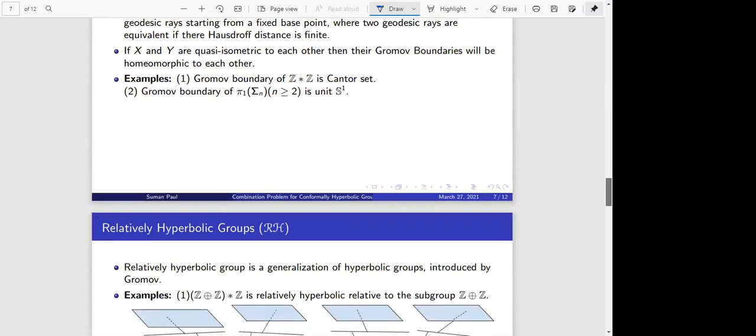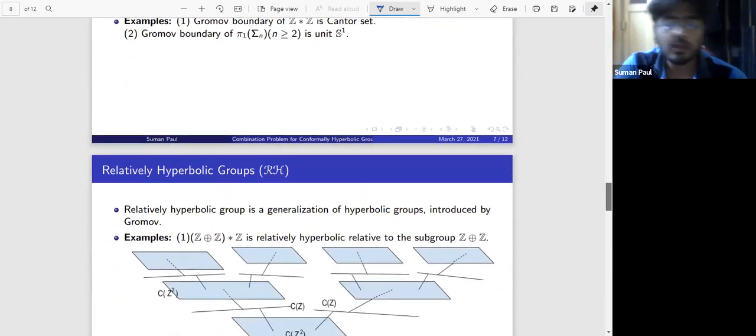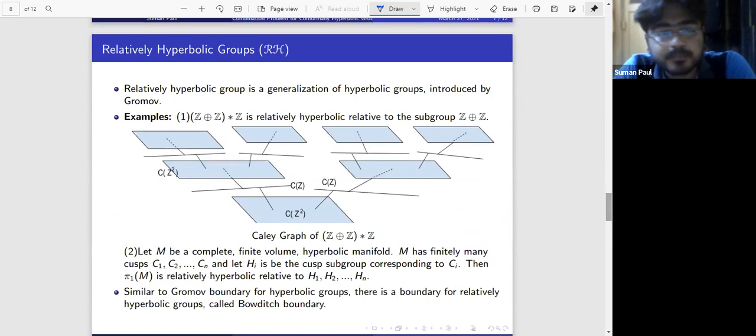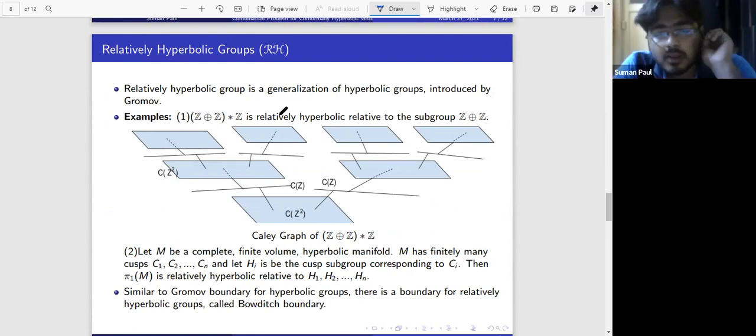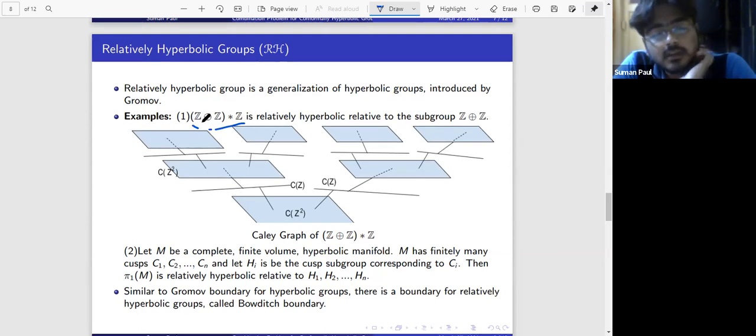Okay. So now the next class of groups is called relatively hyperbolic groups. Relatively hyperbolic groups are a generalization of hyperbolic groups introduced by Gromov. So see this example: Z direct sum Z star Z. Obviously, this is not a hyperbolic group because it has Z direct sum Z as a subgroup, and we know that Z direct sum Z is not a hyperbolic group.